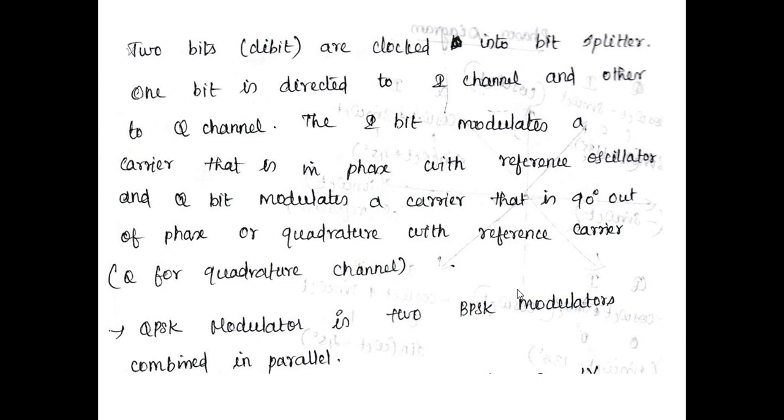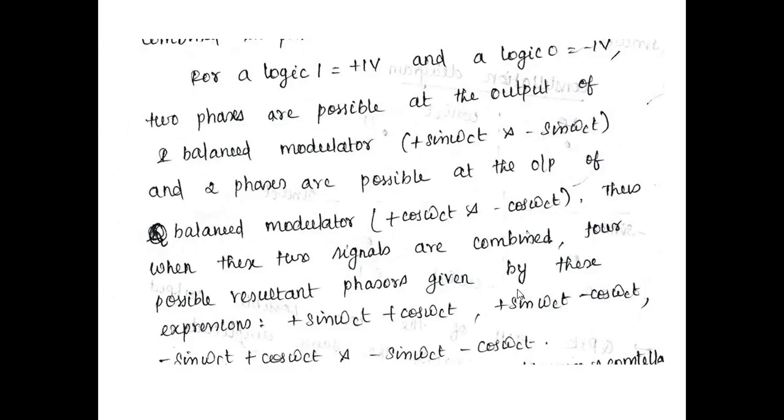The description is that 2 bits, the dibits, are clocked into the bit splitter. One bit is directed to the in-phase channel and the other to the quadrature phase channel. The I bit modulates a carrier that is in phase with the reference oscillator, and the Q bit modulates a carrier that is 90 degrees out of phase, in quadrature, with the reference carrier. So Q is the quadrature channel. The QPSK modulator is two BPSK modulators combined in parallel.